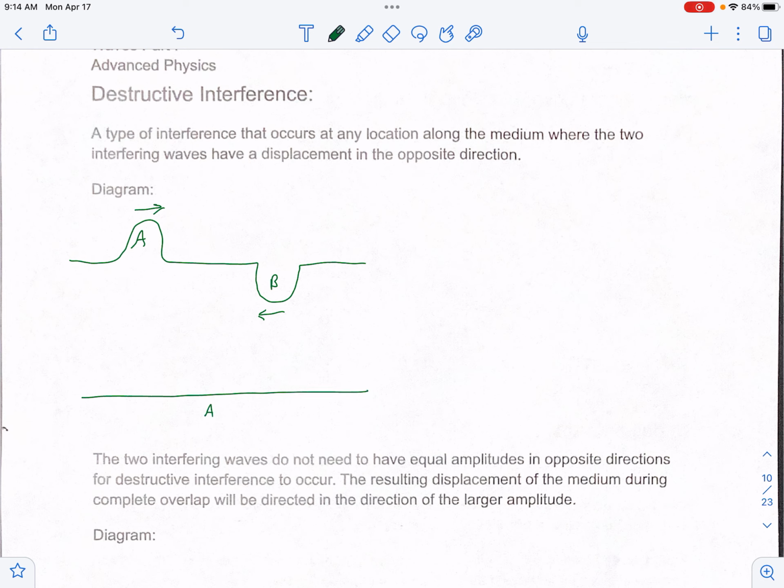So in that moment, when they meet in the middle, A and B just disappear because they cancel each other out. Now, once they're done, they're still going to move along. Oops, let me redo that.